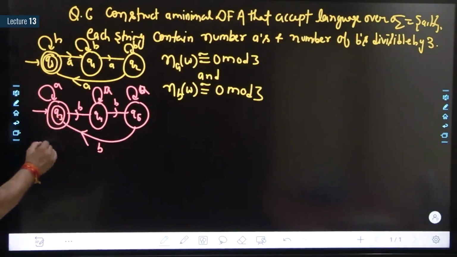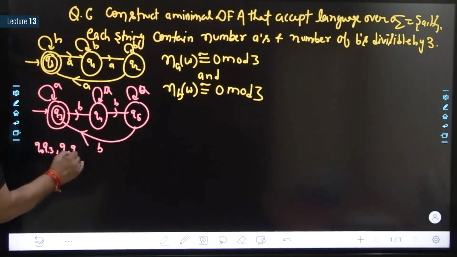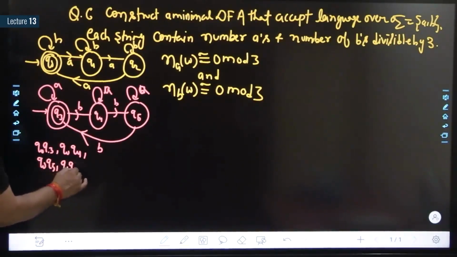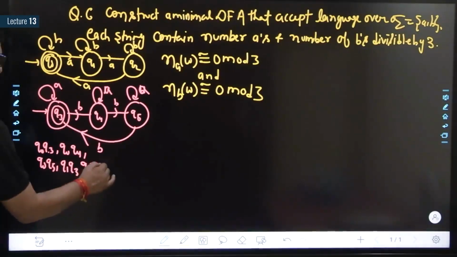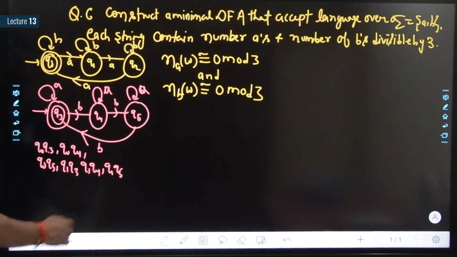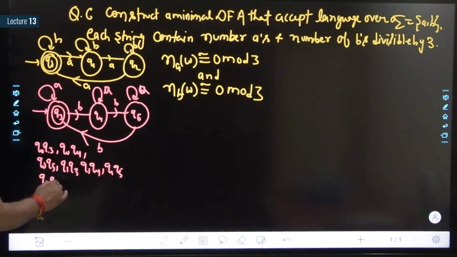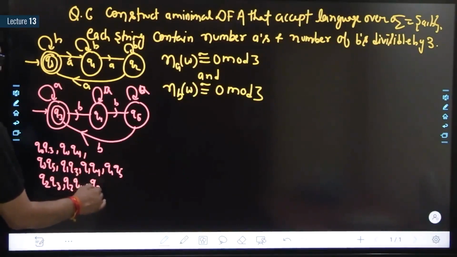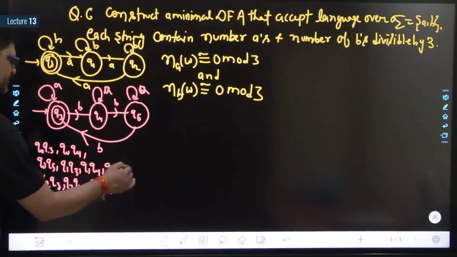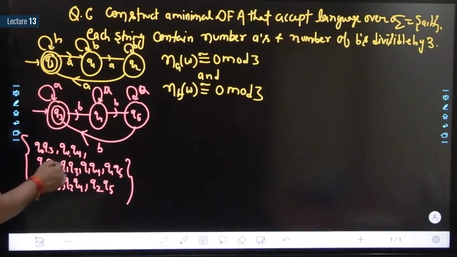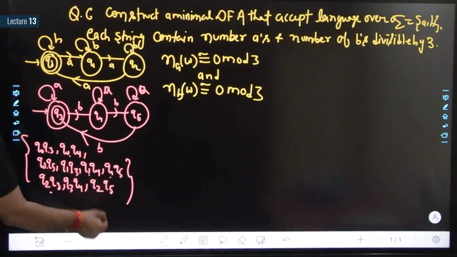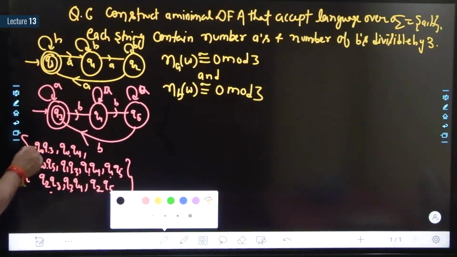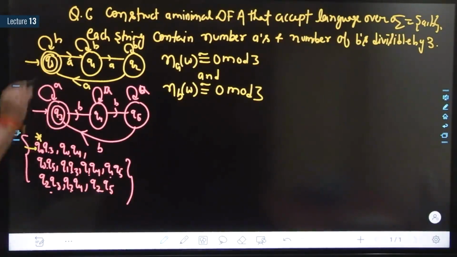Q0Q3, Q0Q4, Q0Q5, Q1Q3, Q1Q4, Q1Q5, Q2Q3, Q2Q4, Q2Q5. These are the states present in this DFA. How many states? 1, 2, 3, 4, 5, 6, 7, 8, 9. Which one is initial? This one is initial. Which one is final? Q0Q3. This is final for this question.